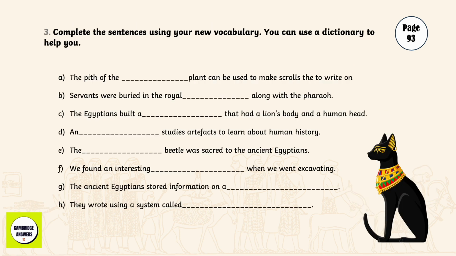Complete the sentences using your new vocabulary. You can use a dictionary to help you. The pith of the papyrus plant can be used to make scrolls to write on. Servants were buried in the royal tomb along with the pharaoh. The Egyptians built a sphinx that had a lion's body and a human head. An archaeologist studies artifacts to learn about human history. The scarab beetle was sacred to the ancient Egyptians. We found an interesting artifact when we went excavating. The ancient Egyptians stored information on a scroll. They wrote using a system called hieroglyphics.